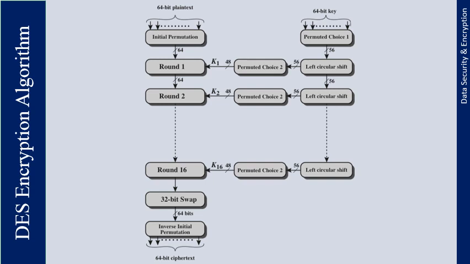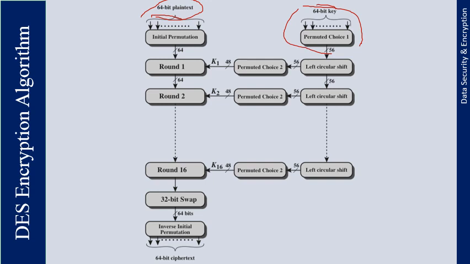So the overall scheme of data encryption is depicted in this diagram. There are two inputs to the encryption function. The number one input is the plain text and the other input is the key to the encryption algorithm. In this case, the plain text must be 64 bits in the length and the key is 56 bits in the length.